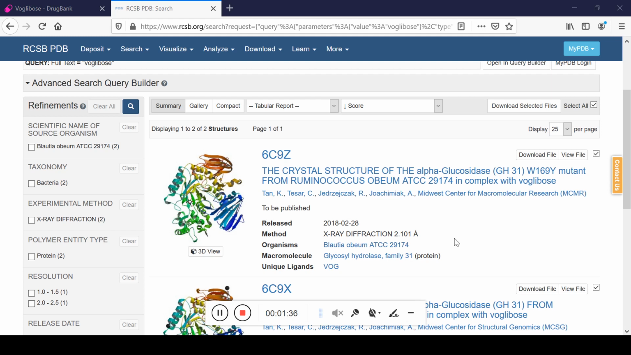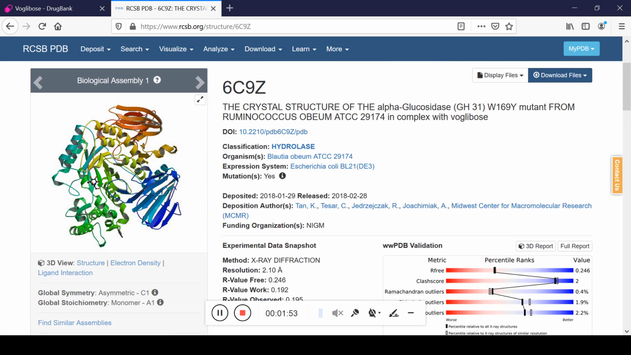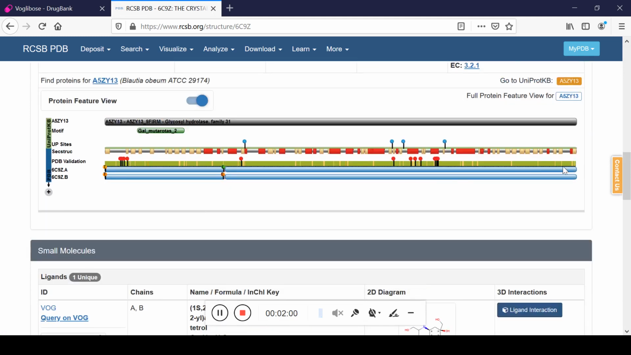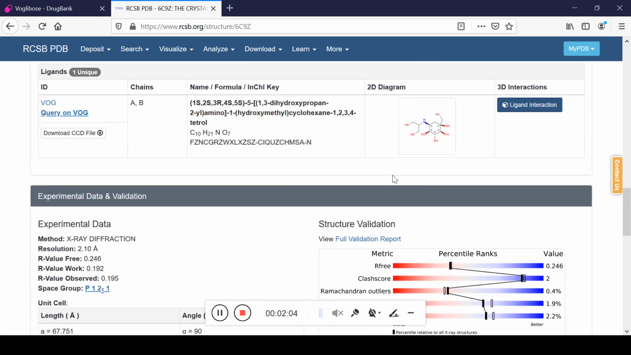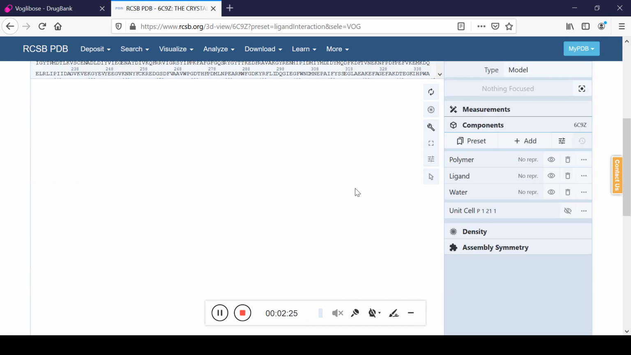So this is actually an X-ray diffraction structure, and here you will find a crystal structure of alpha glucosidase with Voglibose. So I'll click over here. Here I've got the structure. This is a structure of an alpha glucosidase enzyme, and here this is the sequence which has been analyzed already by scientists. Now here you will be able to see the structure of Voglibose, and it is in complex with alpha glucosidase, and here it is written ligand interaction. So in order to study how the ligand Voglibose interacts, or how it becomes bound to alpha glucosidase, we'll see that.